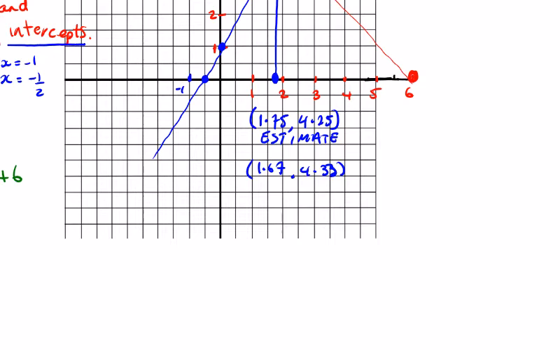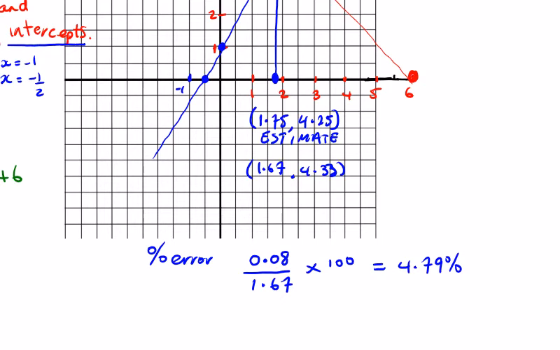So how much are you out by? We're out by, you can see it was 1.67. We had 1.75. We're out by 0.08. Right, now we have an error. What other question could they ask you in these exams? Well, they could ask you percentage error. So we're out by 0.08. It should have been 1.67. And if I multiply that by 100, I get my percentage error in my x value. So we're out by 4.79%, which is pretty good.